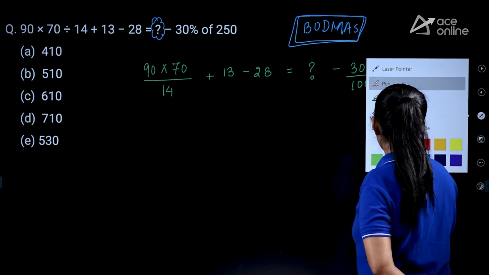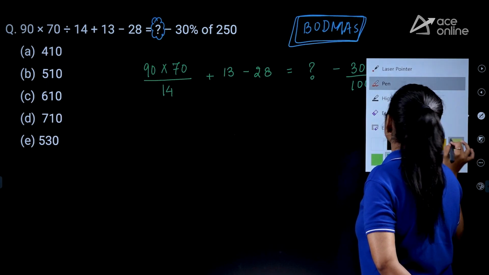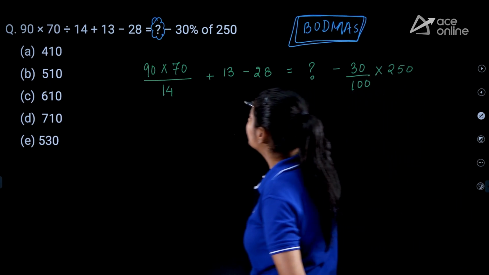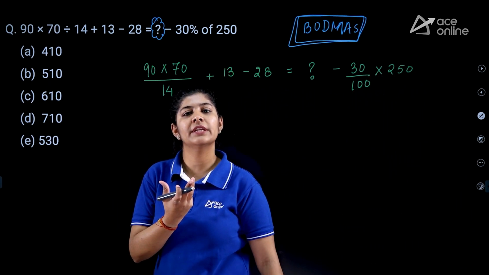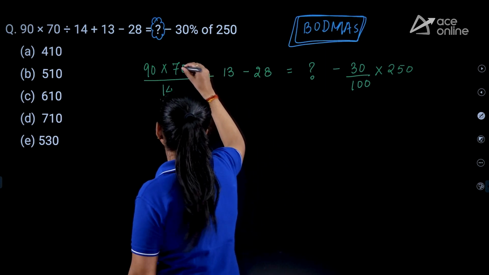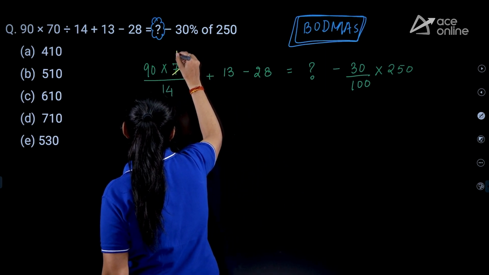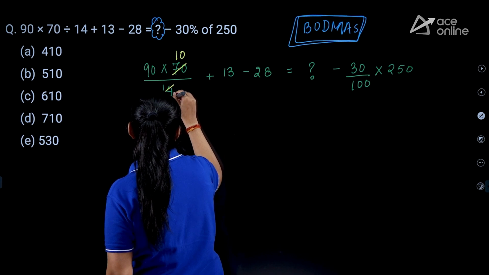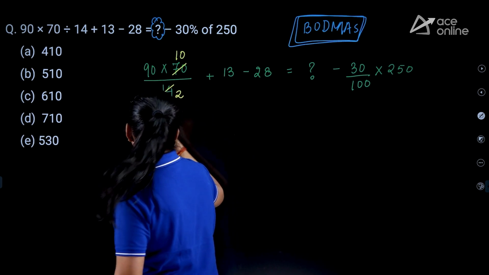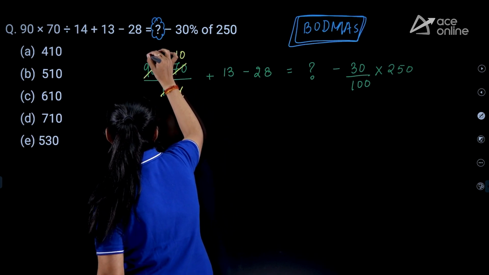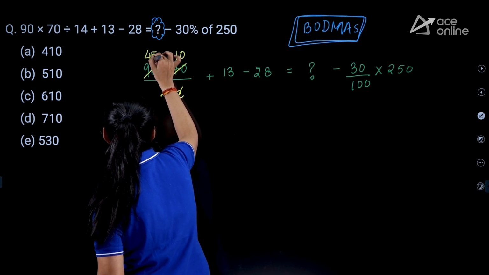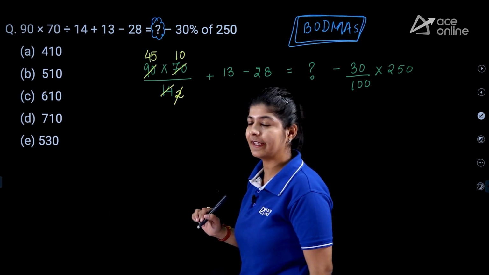Now, when I'm having all these values, I can say that here, with the help of 7, we can eliminate it. Like here I am having 10 and here I am having 2, right? Okay. Here I can again eliminate it with the help of 2. Here I am getting 45, right?